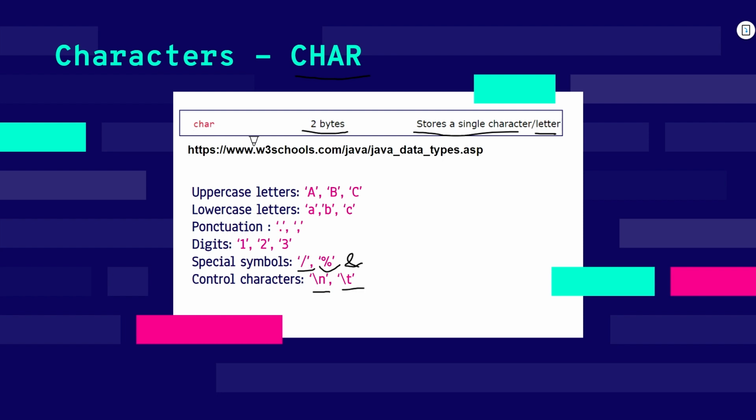So a char will be able to store a single character or letter of any of these. However, it cannot store, for instance, ABC, since ABC is not a single character or a single letter. It's 3 characters. So it will not be able to store anything like that, but it will be able to store a single character or single letter. And don't forget to always put quote signs at the extremities of your character.